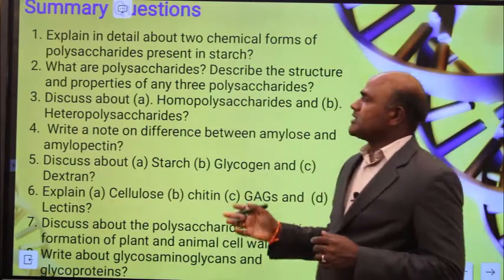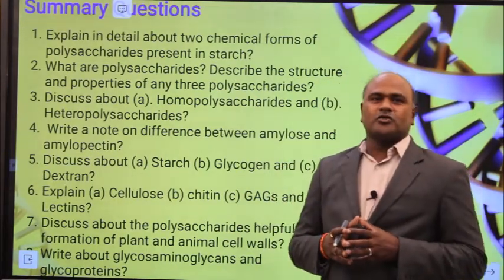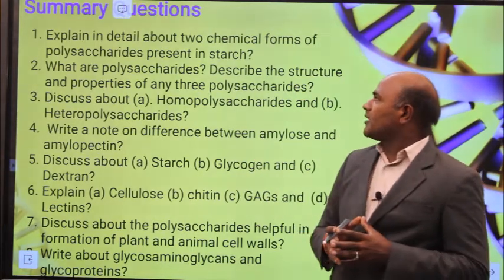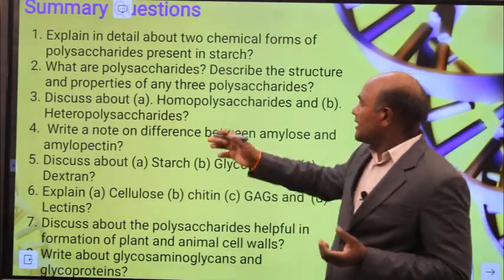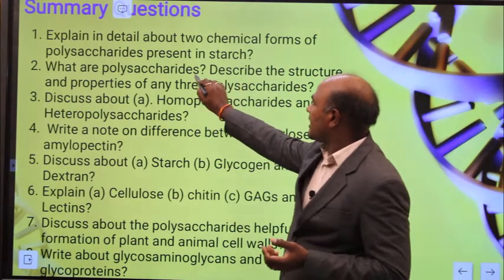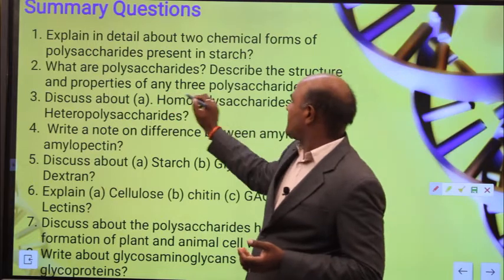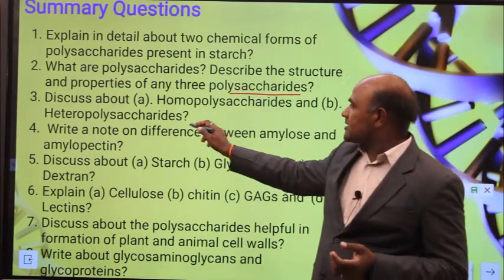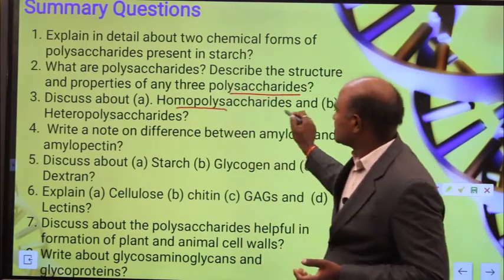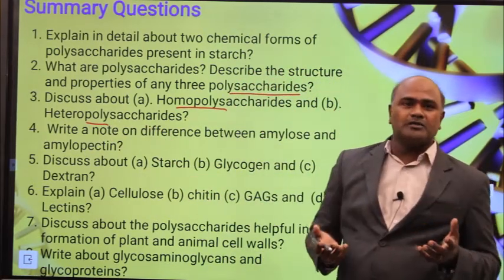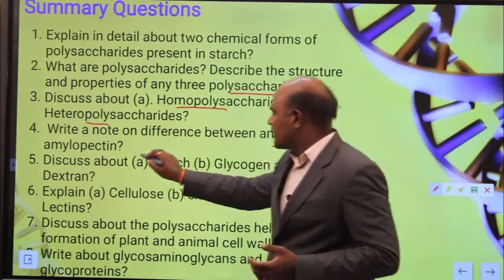These are the summary questions, the possible test questions. You can have a look and explain in detail the chemical forms of polysaccharides, what polysaccharides are, and describe the structure and properties of polysaccharides. Discuss homopolysaccharides and heteropolysaccharides. Write a note on the difference between amylose and amylopectin. It is very, very important.